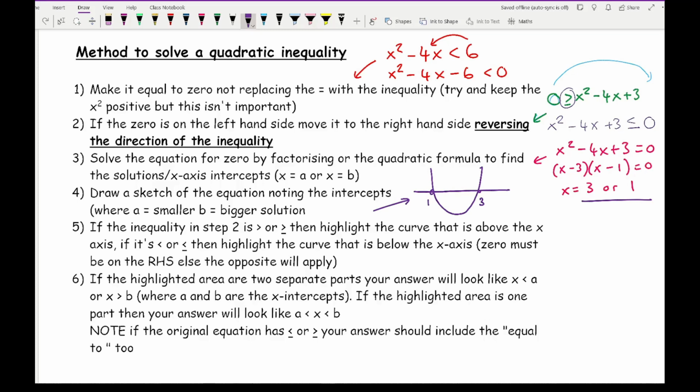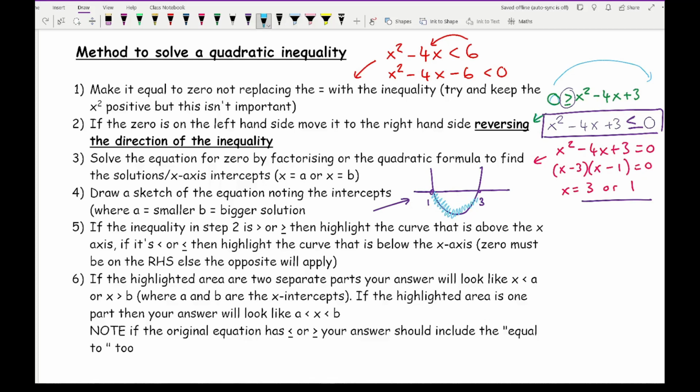So here, if I look at the original question, which is this, just rearranged with the 0 on the right-hand side, you can see here that I've got a less than or equal to. Now, because I've got a less than or equal to, I want the bits that are below. So I'm going to shade in this region here because that is the bit that I want.